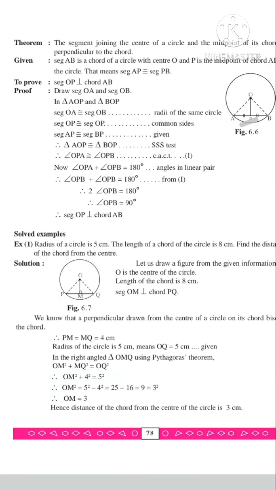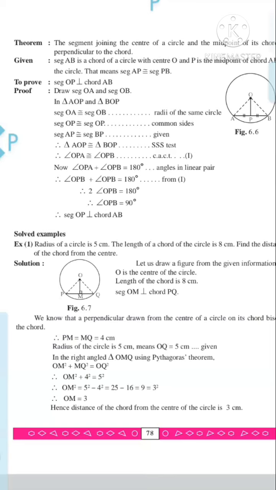AP is equal to PB. Why? Because it is given in the question. So therefore I can say these two triangles are congruent by SSS test. See, three sides I have proved equal, 1, 2 and 3. Now therefore I can say angle OPA is congruent to angle OPB. Why? CPCT, that is corresponding parts of congruent triangles.